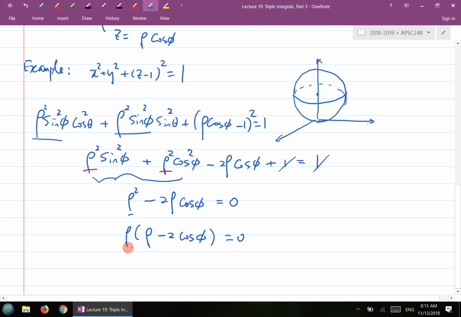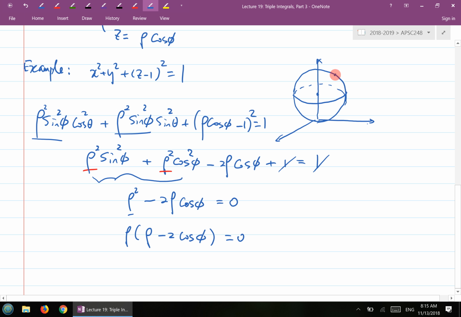And for this expression to be true, the solution is either rho equal to 0 or rho equal to 2 cosine phi. And rho equal to 0 is not true, because if you look at this one here, it doesn't mean rho is always equal to 0, right?